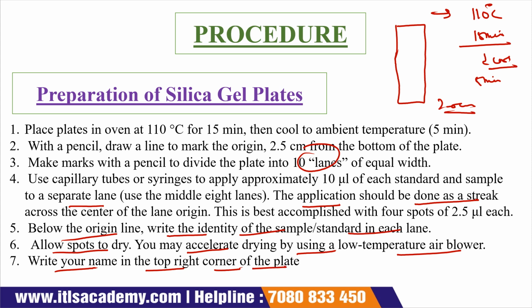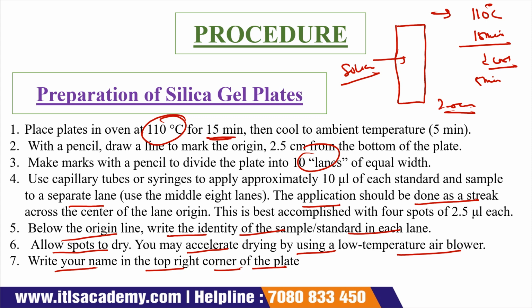You may accelerate drying by using a low temperature air blower, and write your name in the top right corner of the plate. See, first of all, you have to dry this. After drying, you have to pour the silica gel into it. After pouring the silica gel, you have to again keep it in an oven at 110 degrees Celsius for 15 minutes. Then again you have to cool down.